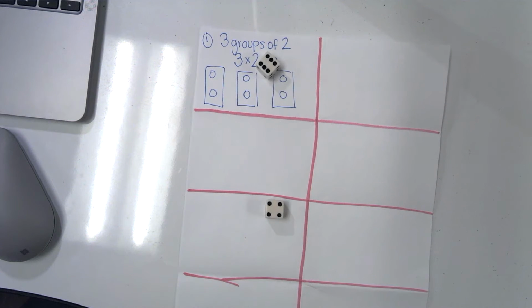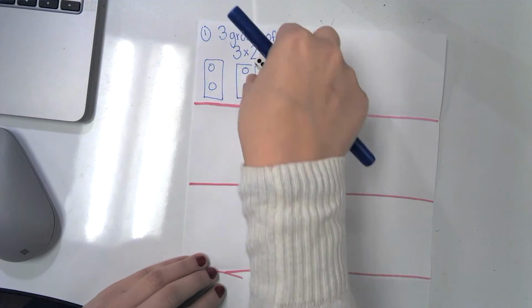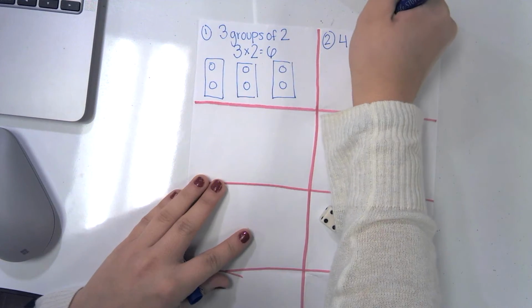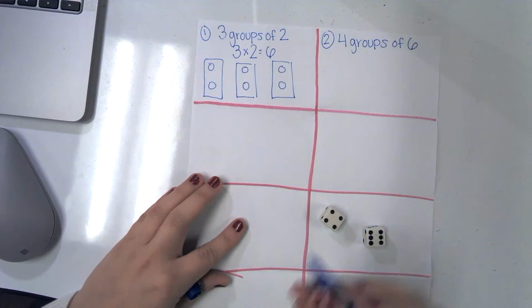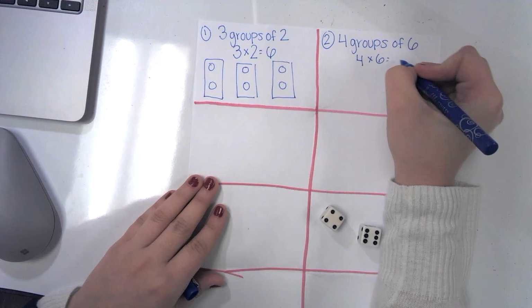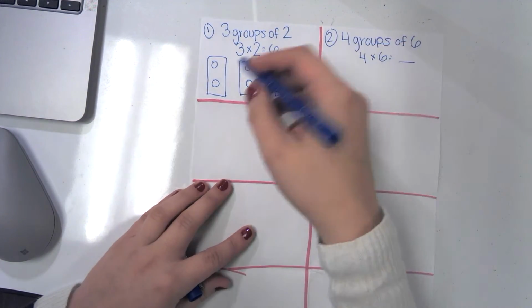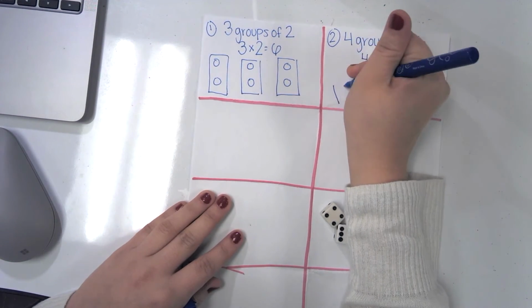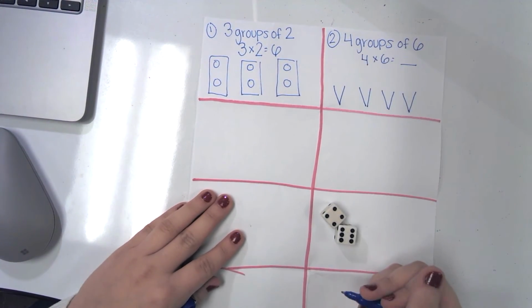I'm going to roll the dice again. This time I got 4. Oops, sorry, I clicked it. I got 4 groups of 6. So for number 2, I'm going to write 4 groups of 6. Now for this one, I know that 4 groups of 6 really means 4 times 6, and I want to figure out how much 4 times 6 actually is. Instead of drawing 4 rectangles with 6 circles in each rectangle, why don't we do this? I'm going to draw 4 ice cream cones with 6 scoops of ice cream on each cone.